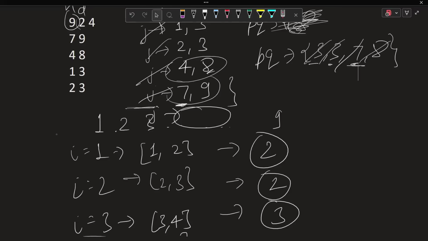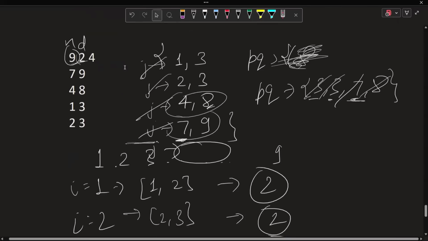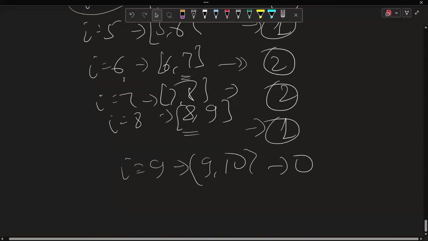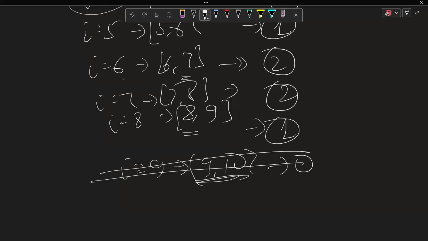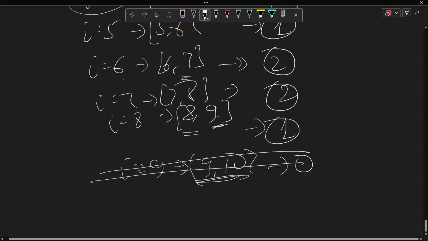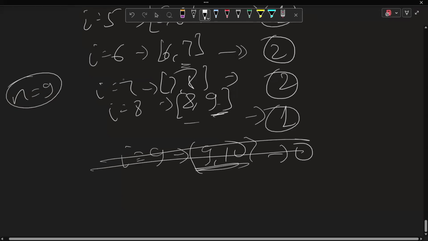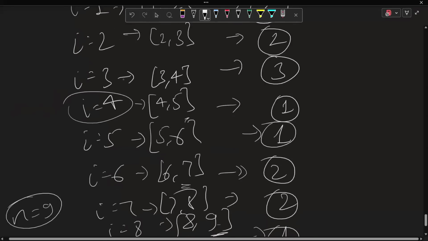Okay, but we'll move up till, I think we won't move to 9, 10 because 10 does not exist in n. So this case won't be. For i equal to 8, my ending point is 9. So n was 9 given in here. So I can only go up till here. Okay, so for these now, what would my final answer be?